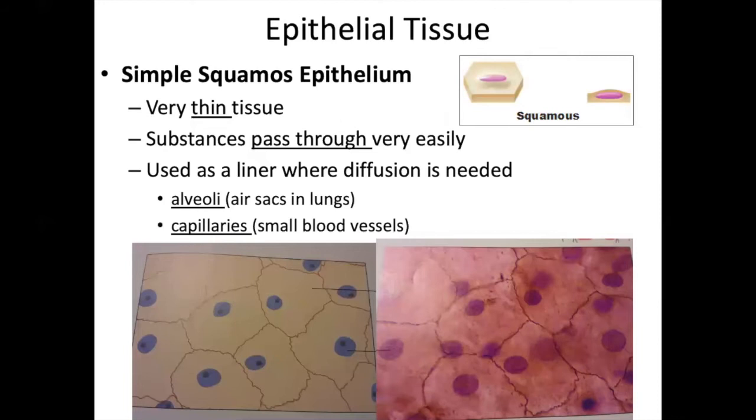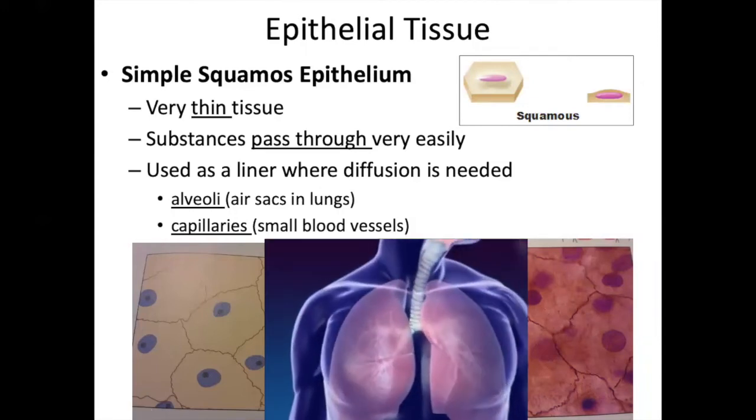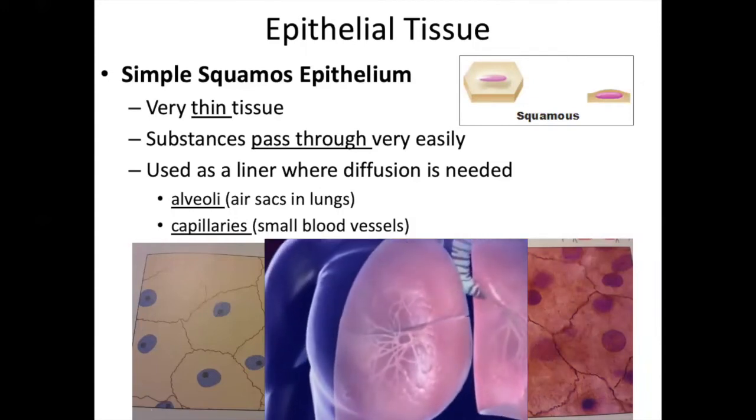So let's take a look at simple squamous epithelium. And this is where I told you guys things are going to get a little boring. All right. Nothing I can really do about this, but we're going to push through. And this is stuff that you're just going to have to memorize for the test. Right. Simple squamous epithelium. One layer of flat cells. Very thin tissue. The substances are going to pass through very easily. And it is used as a liner where diffusion is needed.